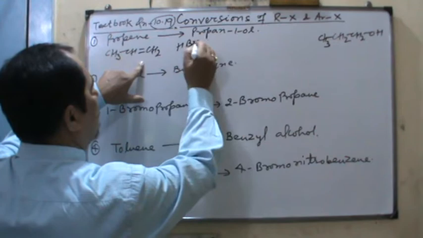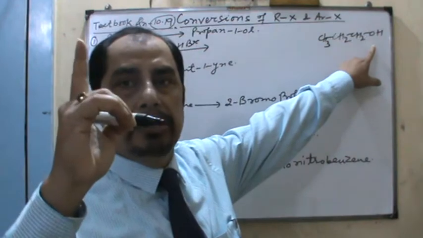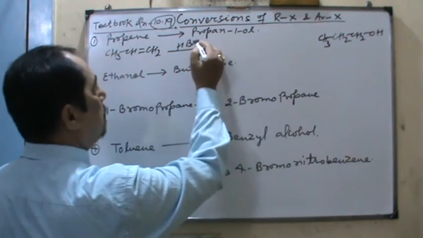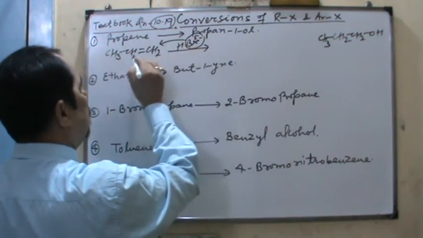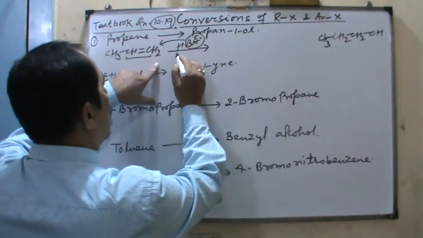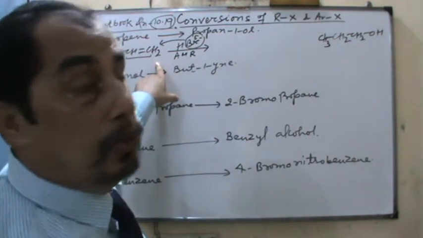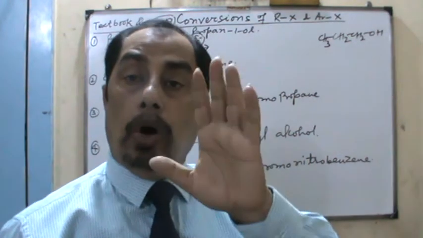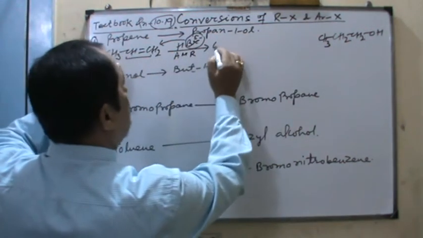If I react it with HBr, since we need the halogen at the terminal position, we have to apply the anti-Markovnikov rule. The bromide ion, the negative part, goes to the doubly bonded carbon carrying more number of hydrogens. So it is called the anti-Markovnikov rule or peroxide effect. If we apply the Markovnikov rule, then bromine will go to the second position, but the question requires the 1-ol. Therefore, we apply the anti-Markovnikov rule.